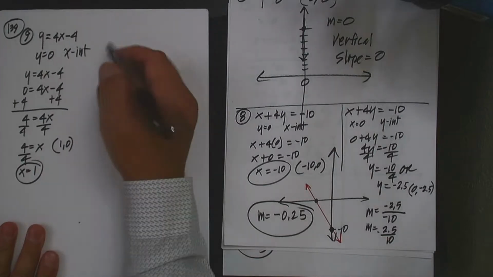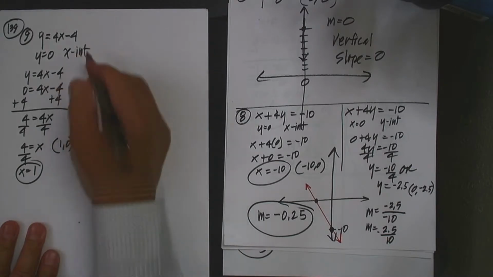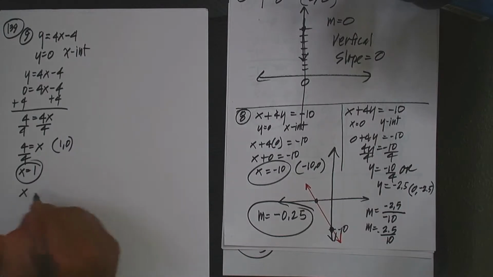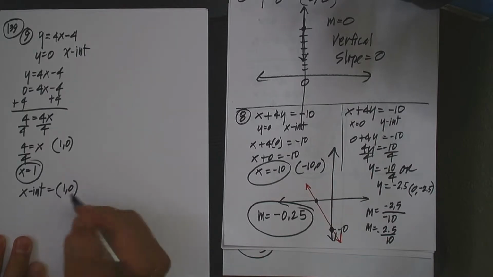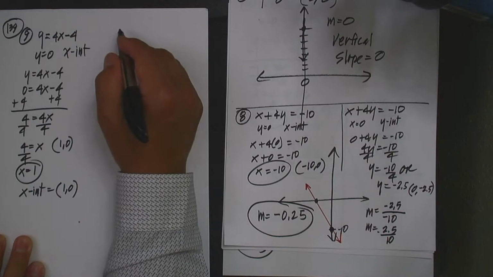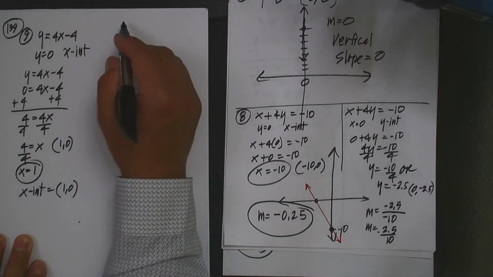Okay, in order for us to graph it, we have to find the y-intercept. But we already answered the x-intercept right here. The x-intercept is 1 and 0. Now let's find the y-intercept so that we can graph what they're asking for.